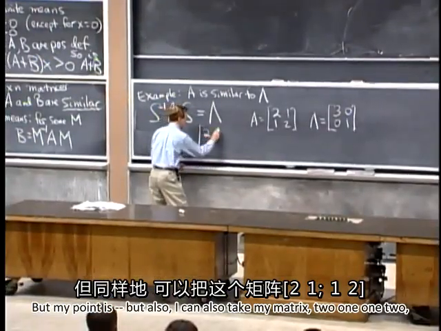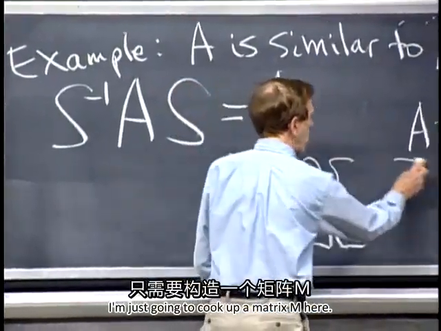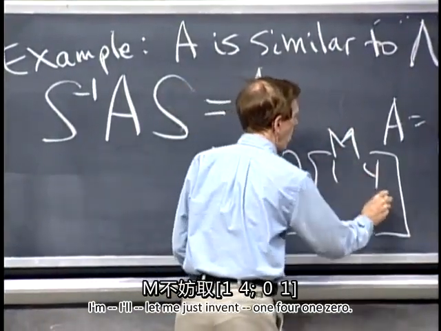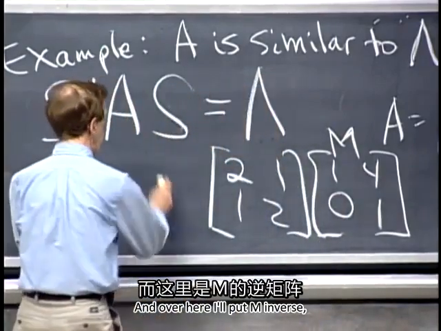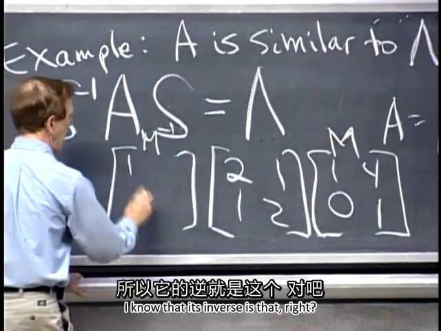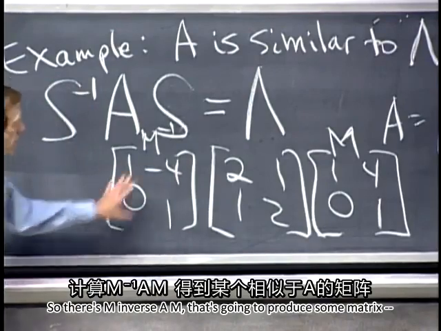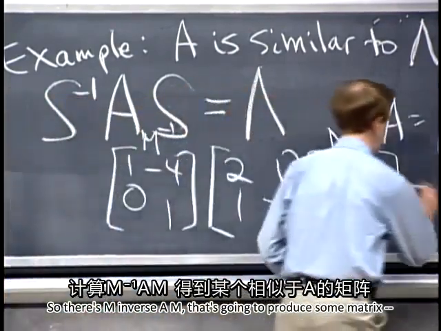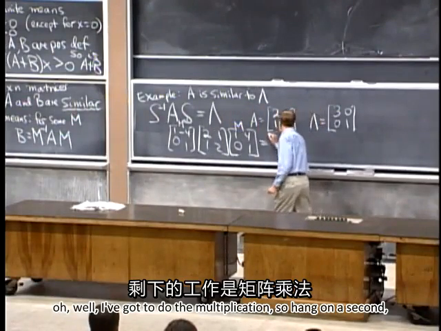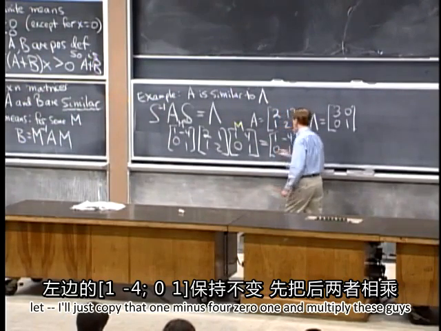take my matrix 2, 1, 1, 2. I could multiply it by, let's see, I'm just going to cook up a matrix M here. Let me just invent 1, 4, 1, 0. And over here I'll put M inverse. Because I happen to make that triangular, I know that its inverse is that. Right? So there's M inverse AM. That's going to produce some matrix. Oh, well, I got to do the multiplication. So hang on a second. I'll just copy that 1, minus 4, 0, 1 and multiply these guys.